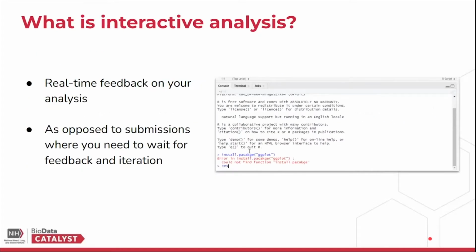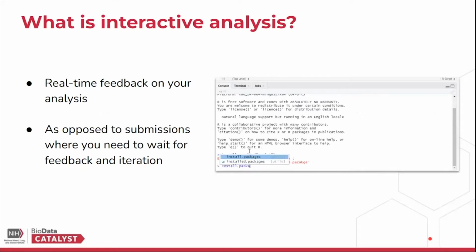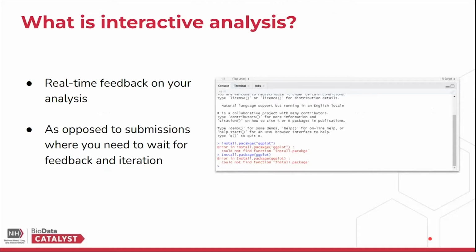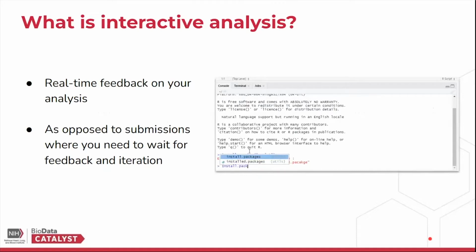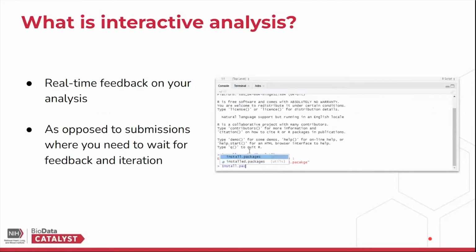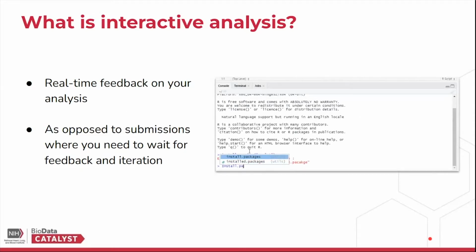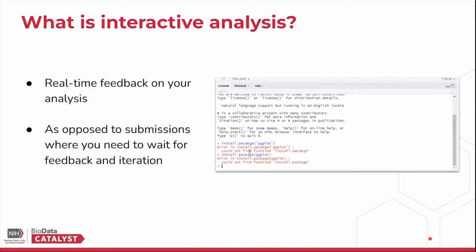So we can start by defining interactive analysis. And there's really kind of two categories of analysis that we'll talk about. Interactive analysis is immediate real-time feedback on whatever analysis or whatever you're doing. And it's typically iterative in a fast way. Like the GIF that I have here, you can see I'm trying to install a package in RStudio, and I'm getting immediate feedback of errors. This is juxtaposed to submissions or jobs, batch analysis, where you're waiting for feedback and iteration. So you'll submit something to a queue and wait for feedback. We're focusing on interactive analysis today.